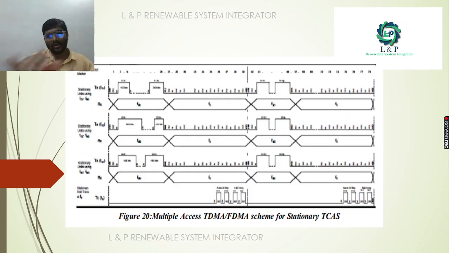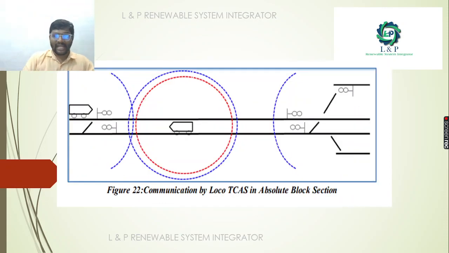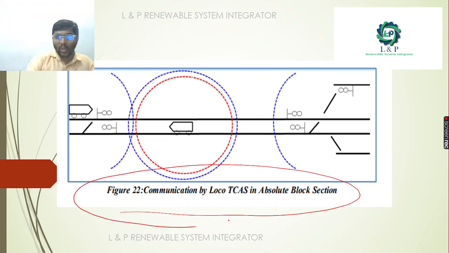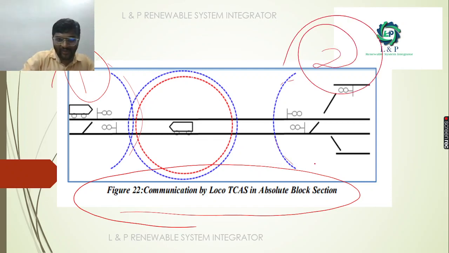This is how the signal transmissions of TDMA and FDMA schemes of a stationary train collision avoidance system look. And this is an example of multiple access TDMA and FDMA schemes. This is how the communication between the Loco train collision avoidance system and the absolute block section works. As I told earlier, this is station 1 and this is station 2, and these are their radio frequency ranges.